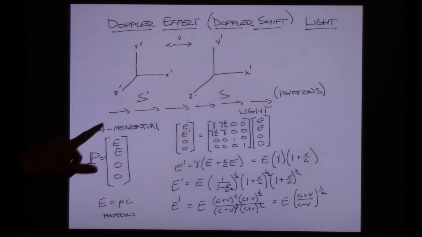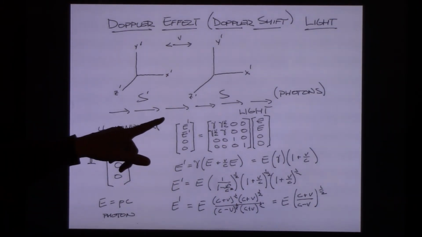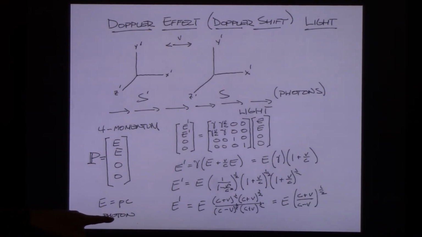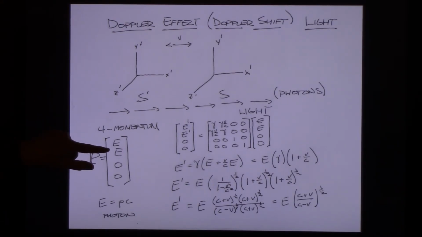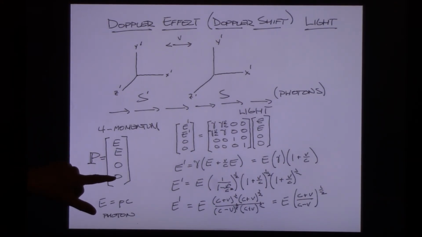Now, I've got to come up with a 4-momentum vector for my photons. Photons, remember, are massless, and that says that E equals pc and pc equals E. So for a photon traveling in the positive x direction, its energy is E, that's just how much energy it has, but its momentum is also given by E, so I can write it as (E, E). Now, it doesn't have any momentum in the y direction, and it doesn't have any momentum in the z direction.